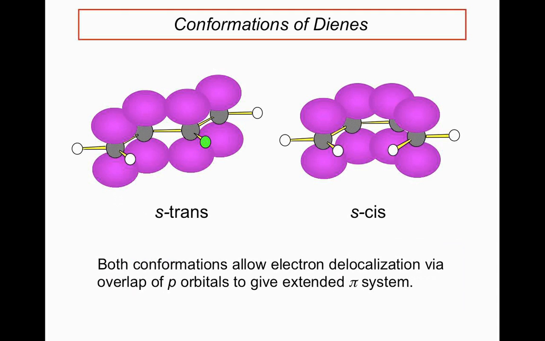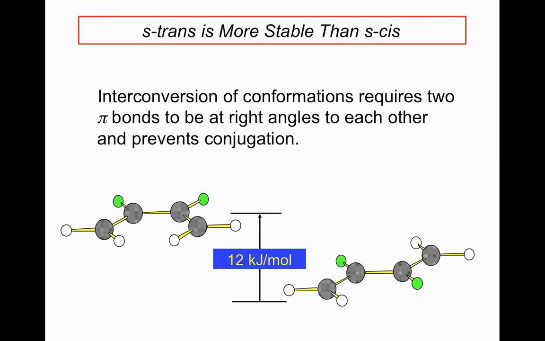Notice, regardless of whether the conformation of the diene is S-trans or S-cis, that the p orbitals overlap in both such structures. As such, electron delocalization is equivalent between the two of them. However, it is the case that the S-trans structure is more stable than the S-cis structure. This is simply due to the fact that we have less steric strain in the S-trans structure than we do in the S-cis structure. Notice here the two vinyl carbons coming off of the diene in the S-cis structure approach one another, which creates steric hindrance and thus raises the energy.